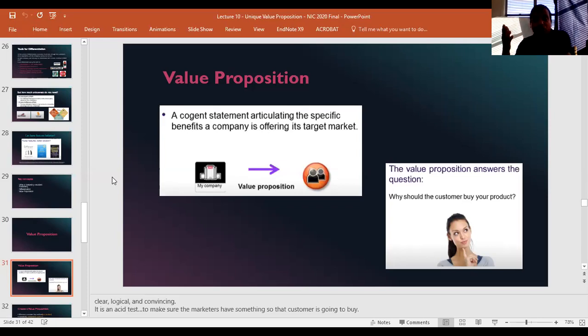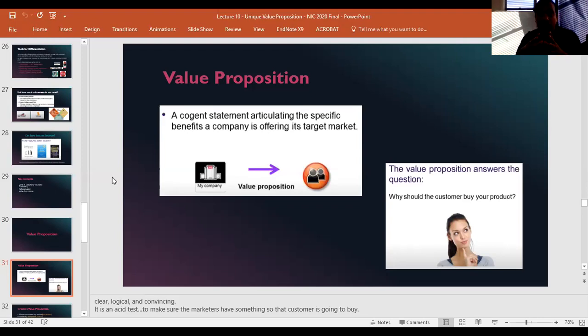A value proposition is a kind of acid test to make sure that the marketer has something so that the customer is going to buy. It's a sort of acid test. Do you have a value proposition? You need to confirm this as a marketeer of the firm. Do you have some sort of value proposition, some acid test, so that marketers have something so that the customer can come and buy?